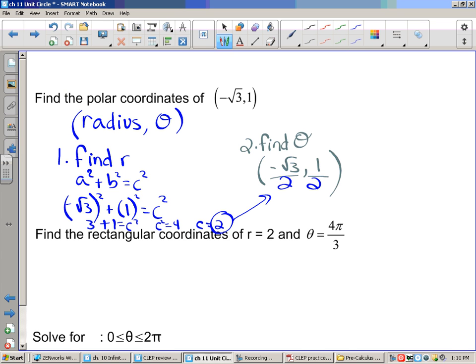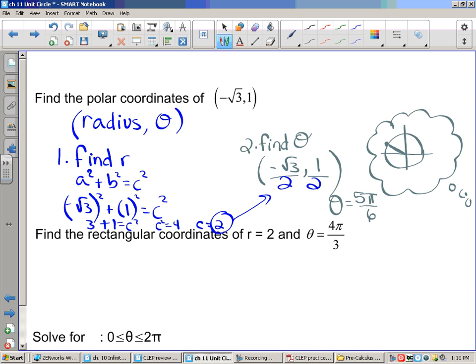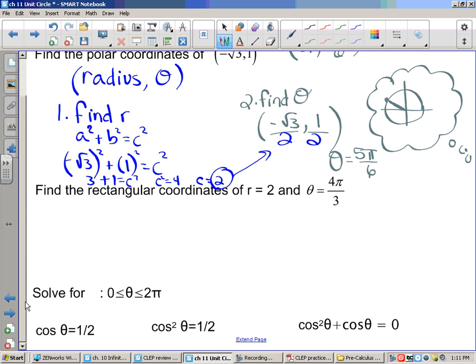And so then I'm going to map this. I should be thinking about my unit circle, right? I should be thinking about what that looks like and think to myself, okay, where is -√3/2, 1/2? That's this angle that's over here. And think, oh, that's the pi/6 angle that's in the second quadrant. So that means that that angle, theta, is 5pi/6. So my answer to this for polar coordinates then would be my radius, which is 2, 5pi/6.